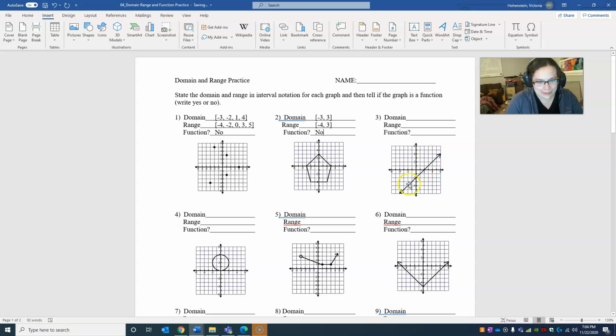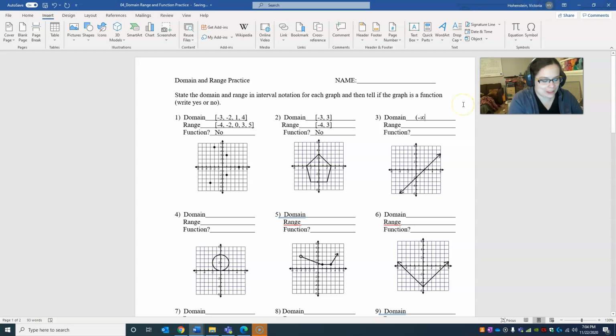Last problem is going to be this one, and it has arrows on the end, which means it's a line, so it goes on forever. So what is the domain? Well, if it keeps going to the left forever, it's going to be -infinity. And remember, with infinity, we use parentheses. So negative.